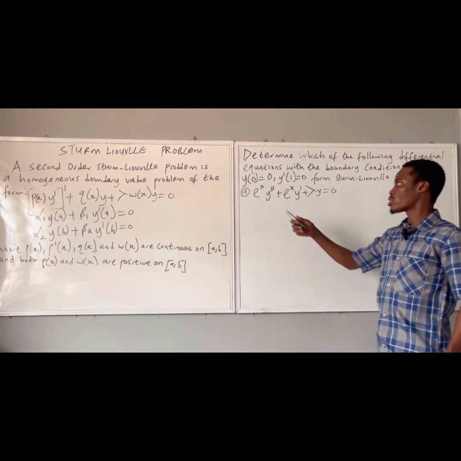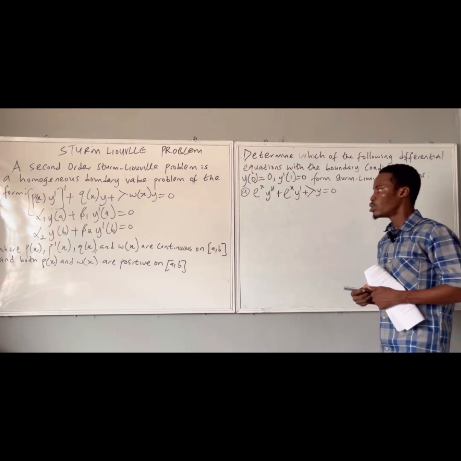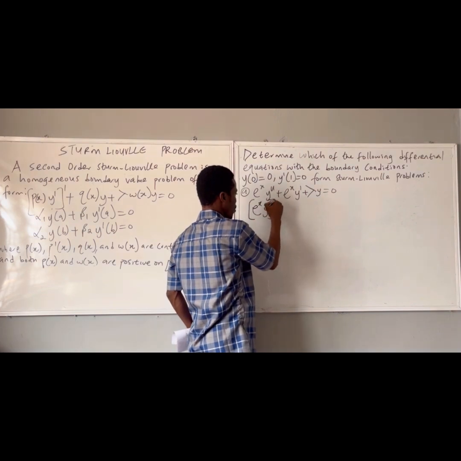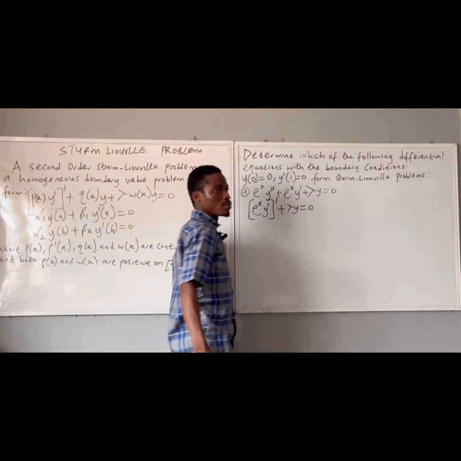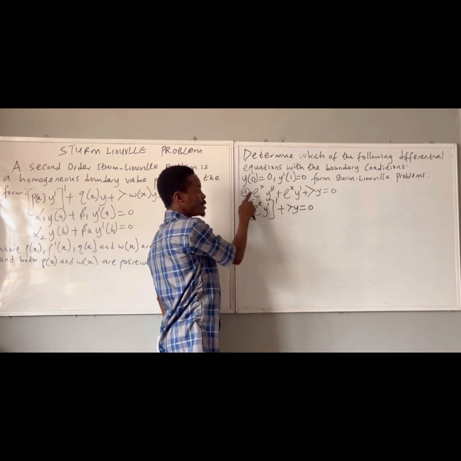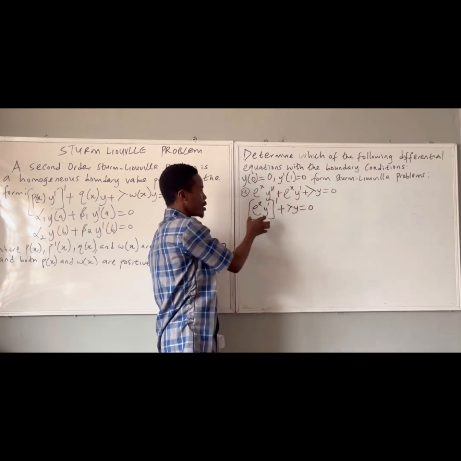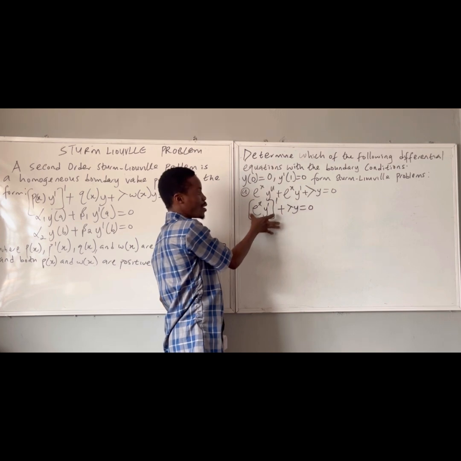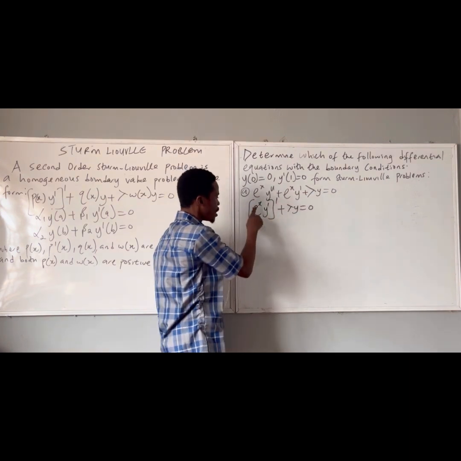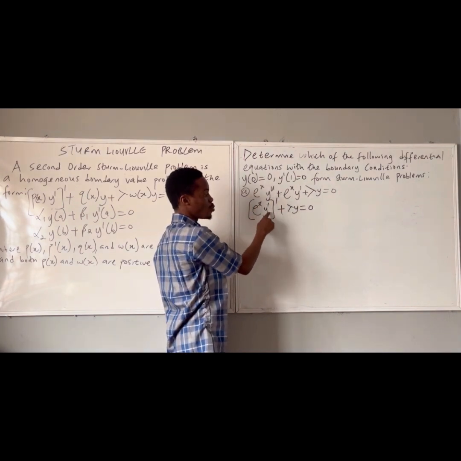So let us now discuss that first example: e to the x y double prime plus e to the x y prime plus lambda y is equal to 0. I can write this as e to the x y prime, derivative, plus lambda y is equal to 0. I can form this in this form. The reason is that if I differentiate this by opening the bracket, using the product rule, I'm going to have e to the x y prime.